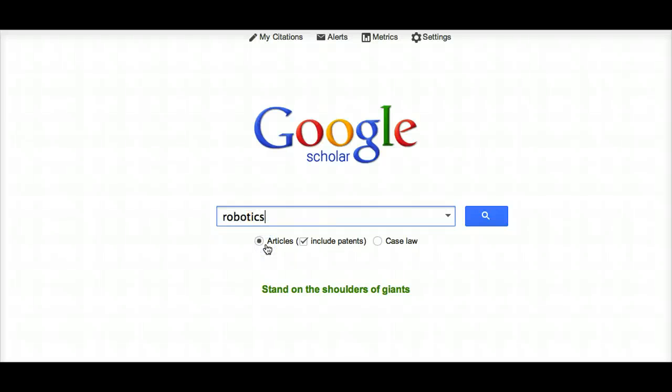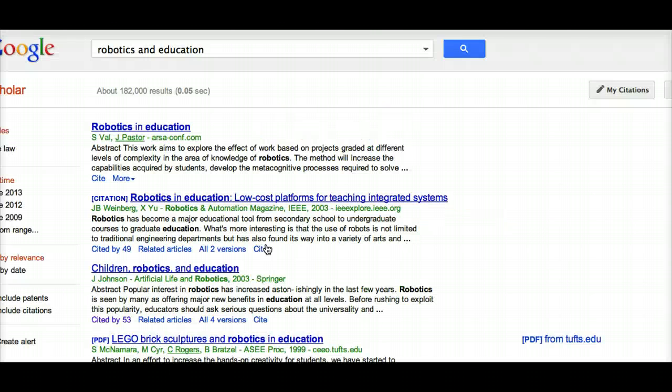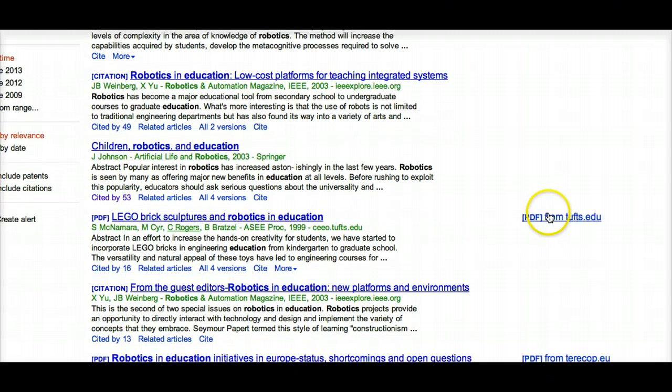let's say I'm doing robotics and education. That's what I'm doing a lot of research on right now, actually. And I find, wow, there's some good sources. Down here, if you look over here, this shows that there's a PDF link right to this source, so I can go ahead and just click on that and the source will be, bam, right there on my page.